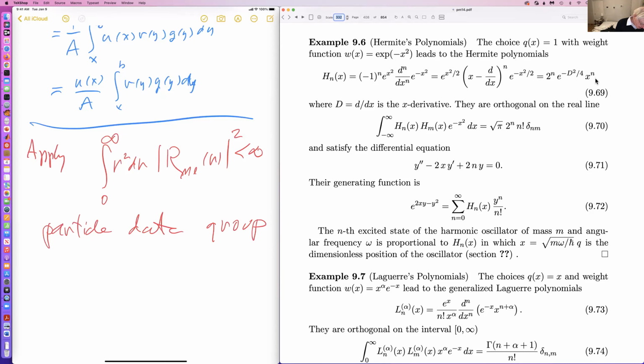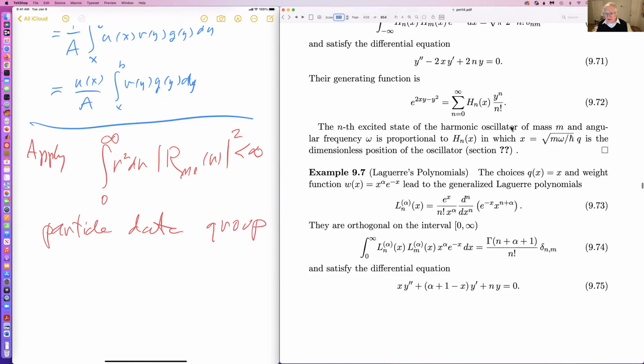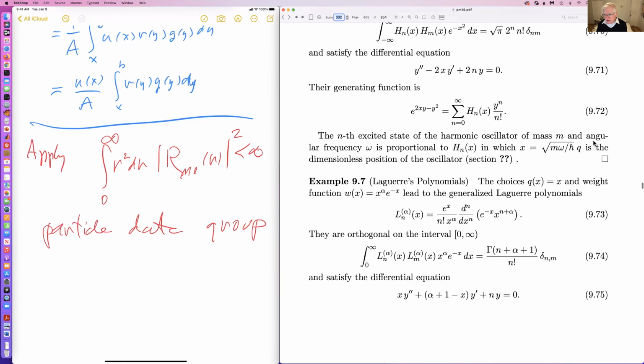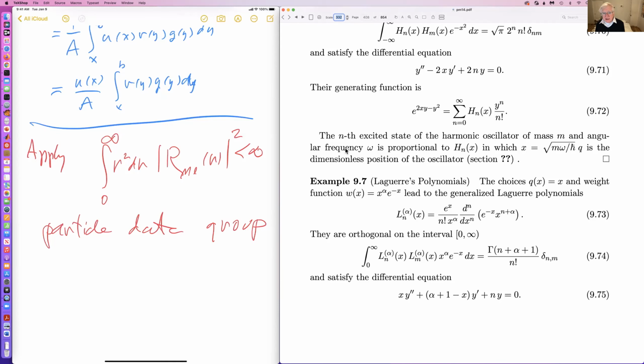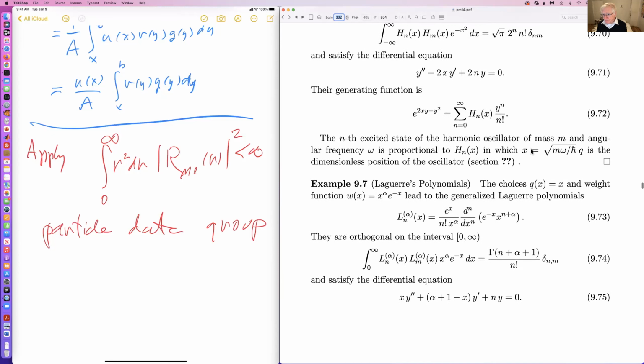Let me do another note to myself. These are orthogonal on the real line. They satisfy this differential equation and have, again, a magic generating function. And the nth excited state of the harmonic oscillator, mass m, angular frequency omega, is proportional to this, in which x is related to q by this factor here. And x is the dimensionless position of the oscillator.